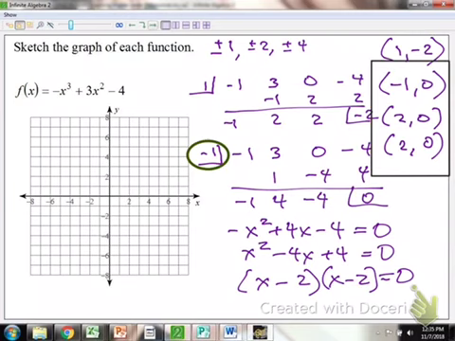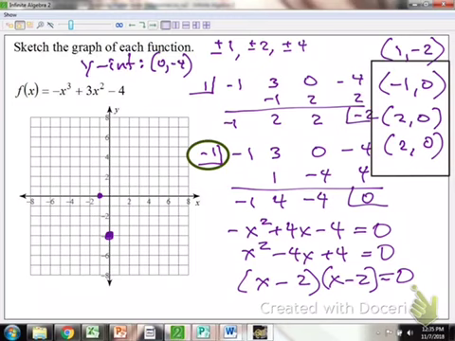Okay, so let's go back and get our y-intercept. The y-intercept is where x is 0, so if these x's are 0, we're left with y equals negative 4. So the y-intercept is at 0, negative 4, and I've got 5 points here that I can use to help me shape my graph. 0, negative 4. My x-intercepts are at negative 1.